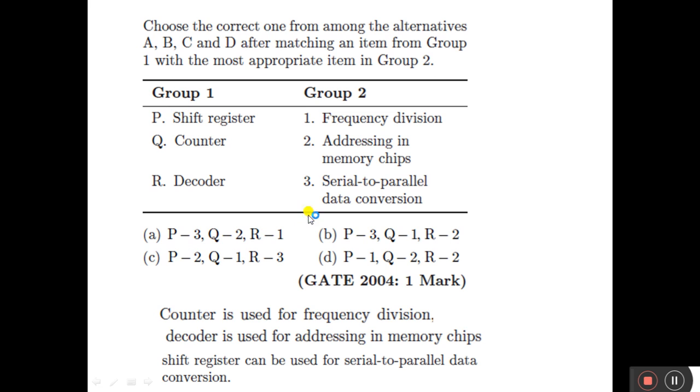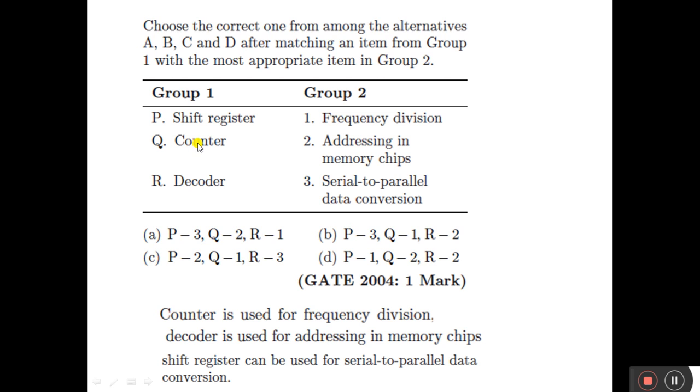The first one, shift register. The shift register can be used for serial to parallel data conversion. So P corresponds to 3. It is located in two positions, P equal to 3 here and here also. So we can eliminate these two options, C and D. So between these two, maybe any one option.